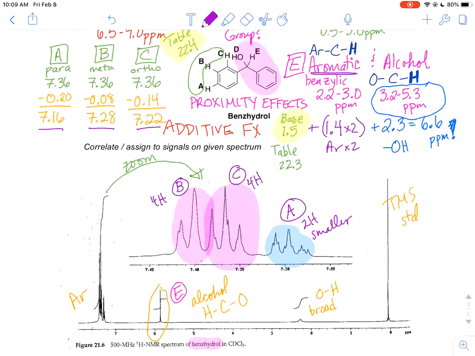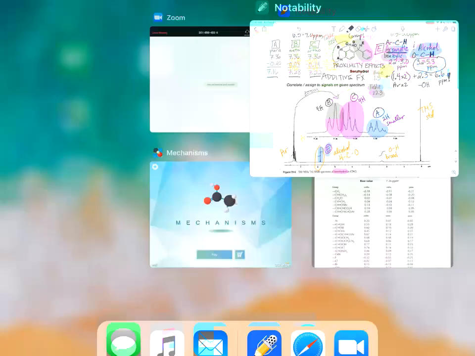We then identified the remaining 2 peaks that were left. This is right here. This is signal E. It's not exactly in the range, but it's close to the range of the alcohol. So we identified that signal E was in 2 different ranges, one between 3.2 and 5.3, but it was also benzylic. We used a different table. This is table 22.3.